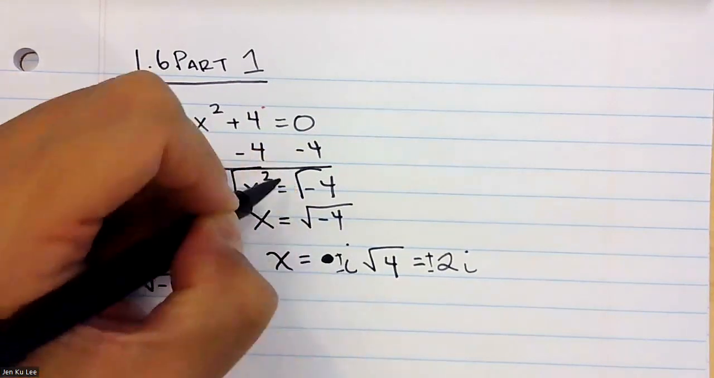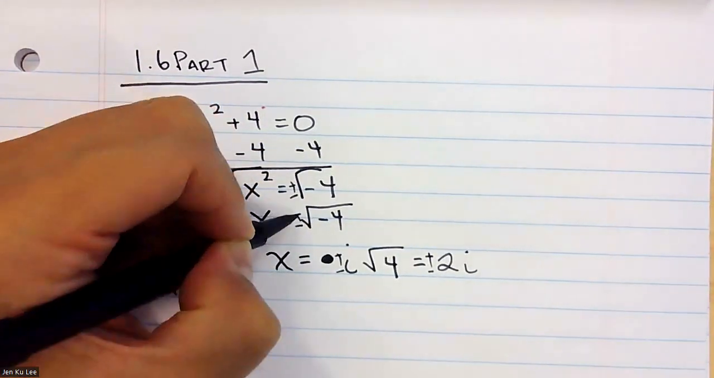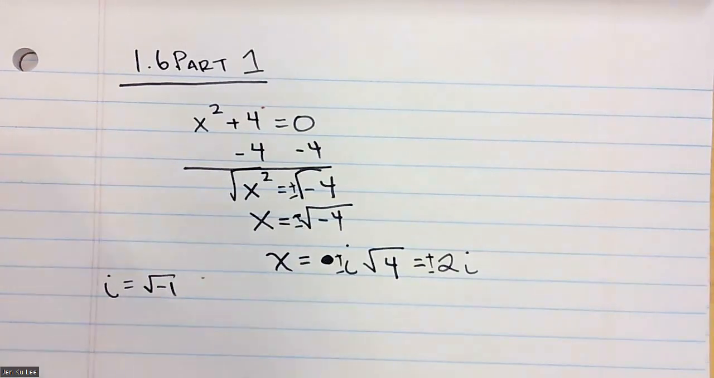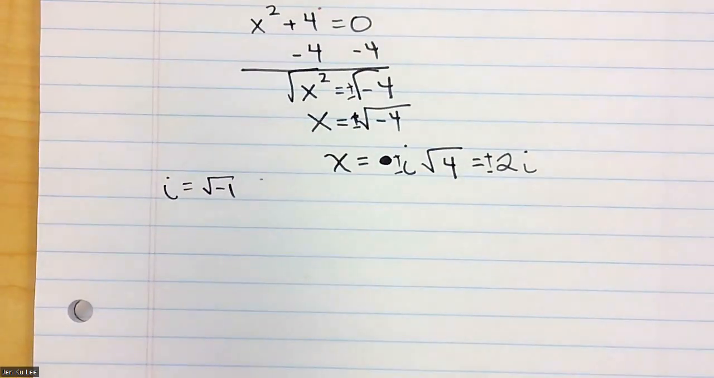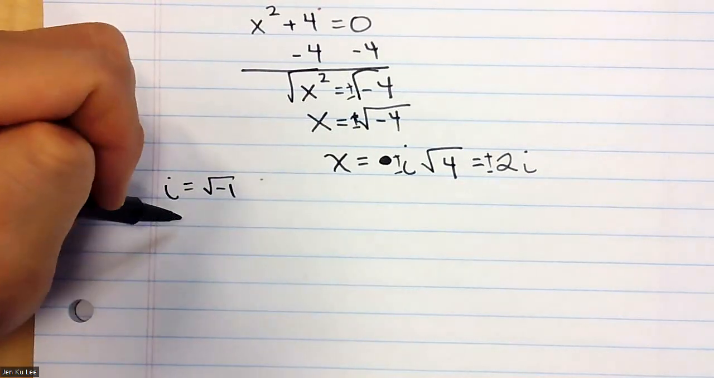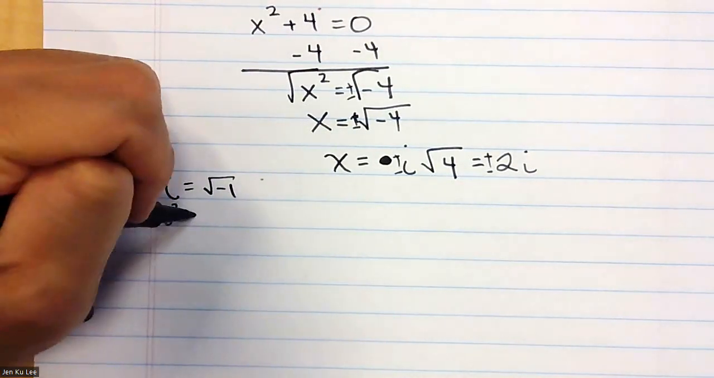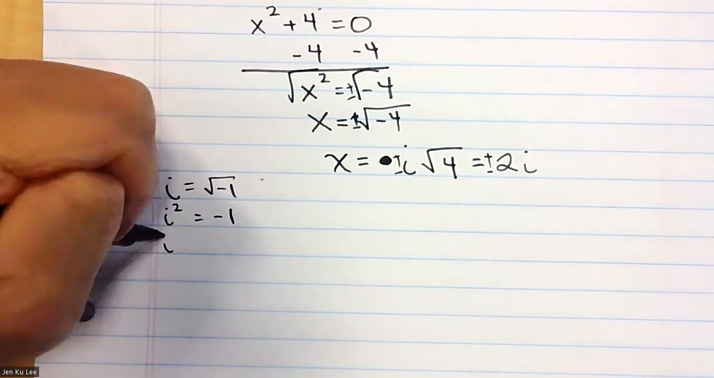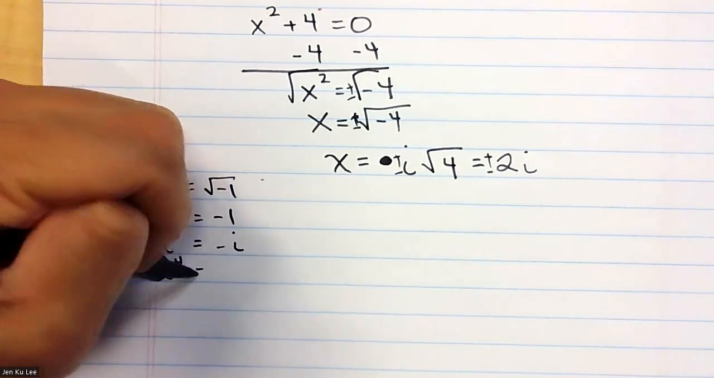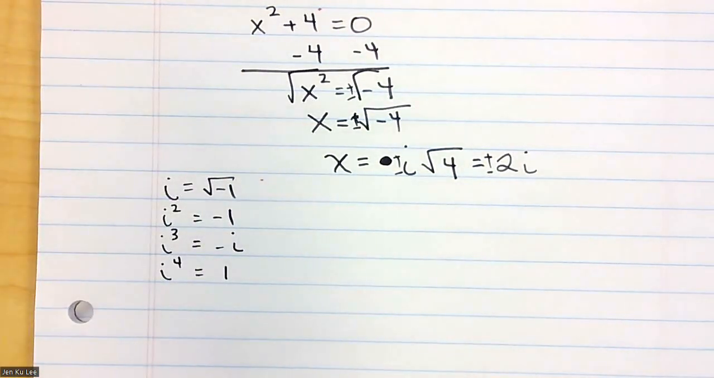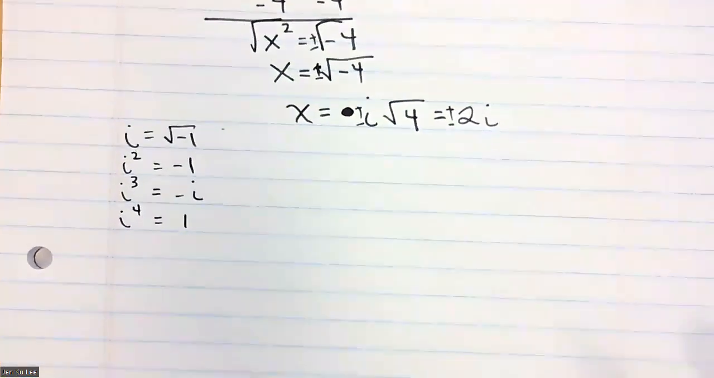And please do not forget the plus or minus. Whenever we square root in an equation, we need the plus or minus. Okay, so it's plus or minus 2i. And i, in this case, has a pattern. i equals square root of negative 1. i squared equals negative 1. i cubed equals negative i. And then i to the 4th equals positive 1. Okay? And I'll show you guys why this is a pattern right now.